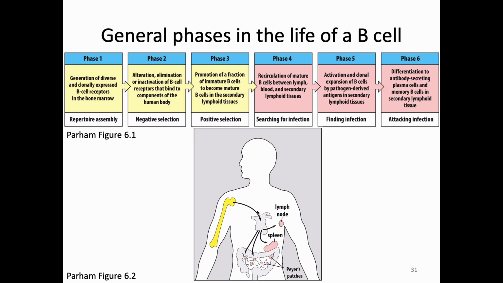And if we have an overview of what's happening to these B cells once they've left the bone marrow, typically they're going to be hanging out in secondary lymphoid organs like the spleen or the Peyer's patches or lymph nodes, where they're going to be searching for microbes, potentially finding them and attacking them. And so this is the details of what's going on here.